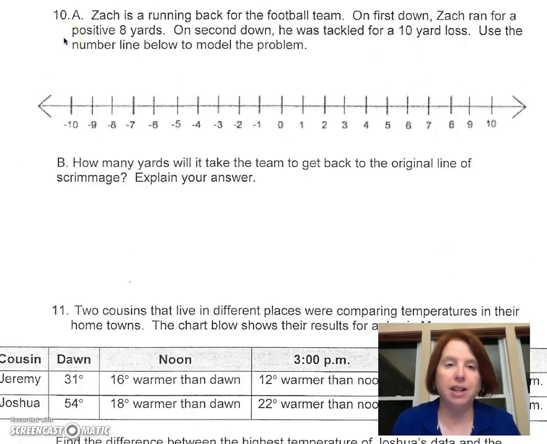10A says Zach is a running back for the football team. On first down, Zach ran for a positive 8 yards. On second down, he was tackled for a 10-yard loss. Use the number line below to model the problem. And again, you're showing your work on this number line.